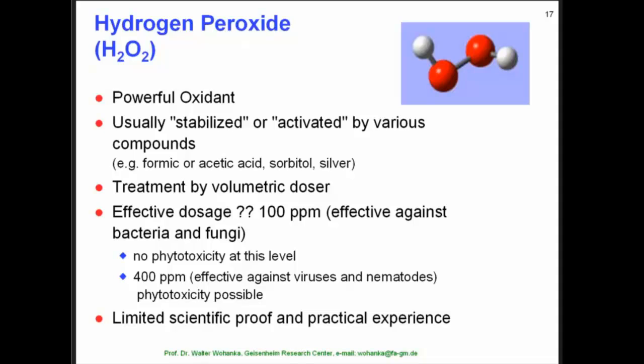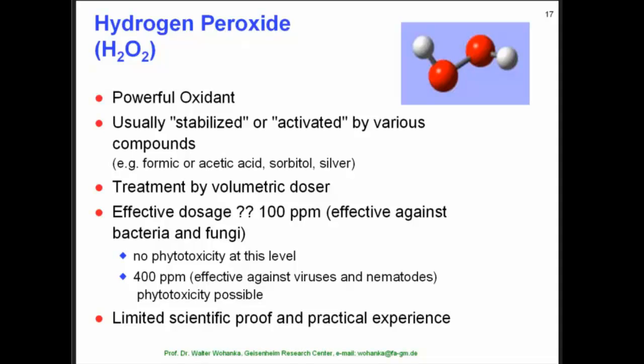And if you try to buy pure hydrogen peroxide, you might be persecuted as a terrorist trying to construct explosives. At least in Germany, you will need a permit to get pure hydrogen peroxide. To apply hydrogen peroxide, no special delivery systems are necessary. Commercial products are mixed into irrigation lines with the help of simple injection.